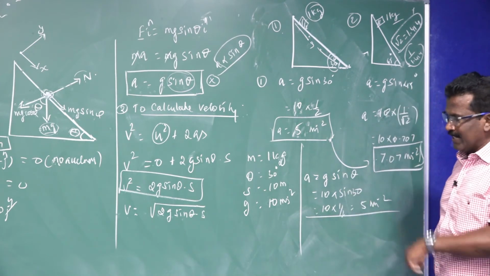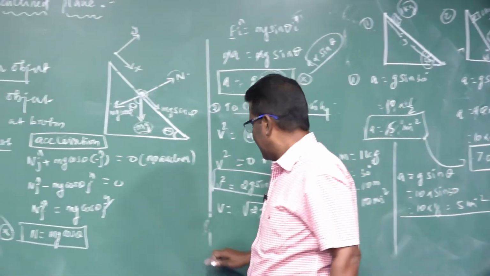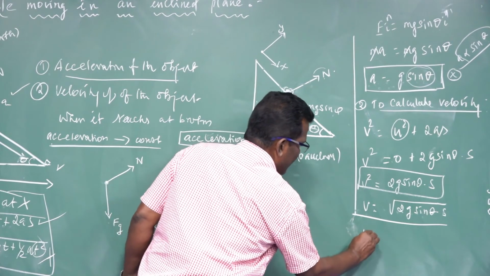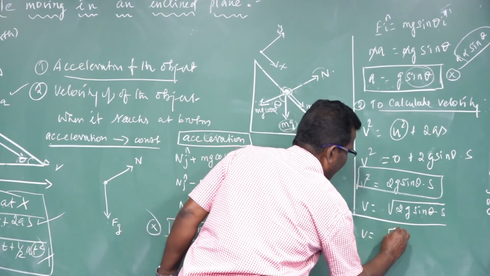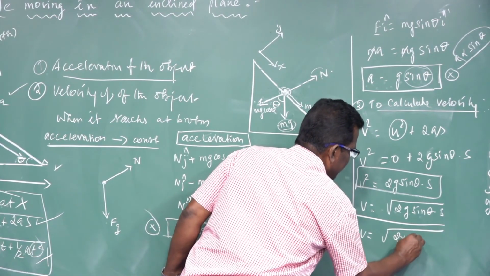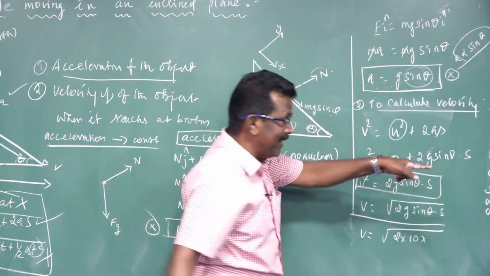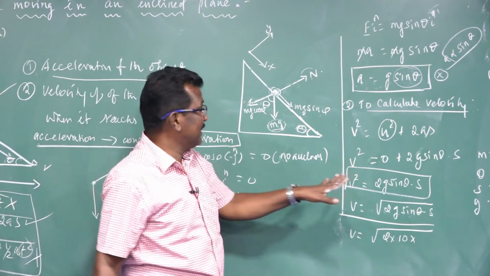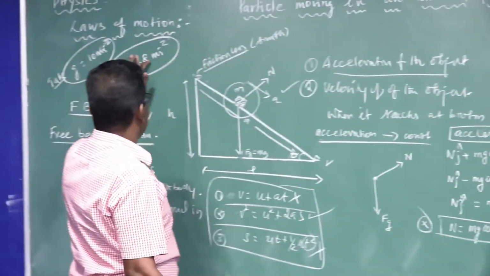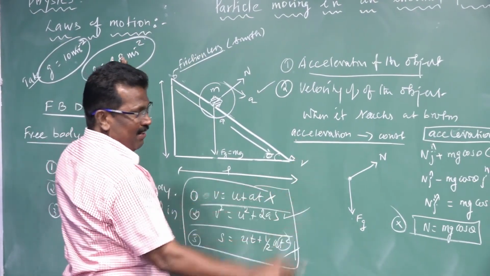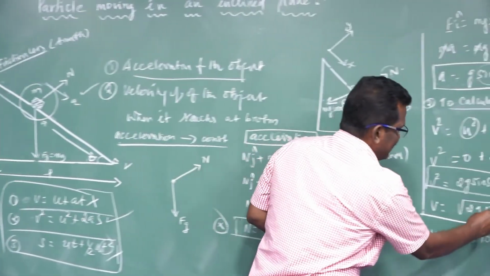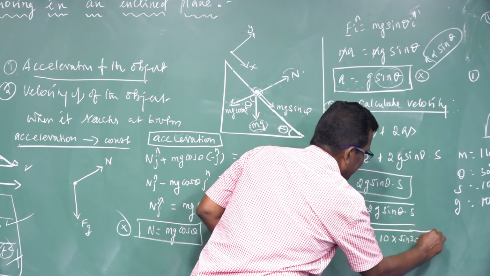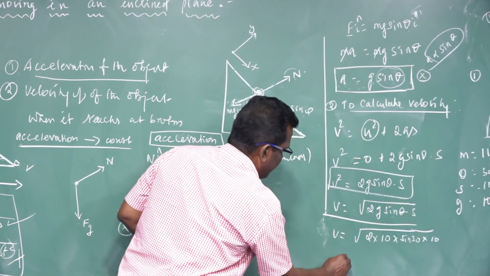Okay. Next one is the velocity. How to calculate the velocity? The velocity formula: v is equal to root of 2 g sin theta into s. Take g as 10, since the g value is given. If the g value is not given, always consider it as 9.8 meter per second square. Sin 30 and s is 10 meter.